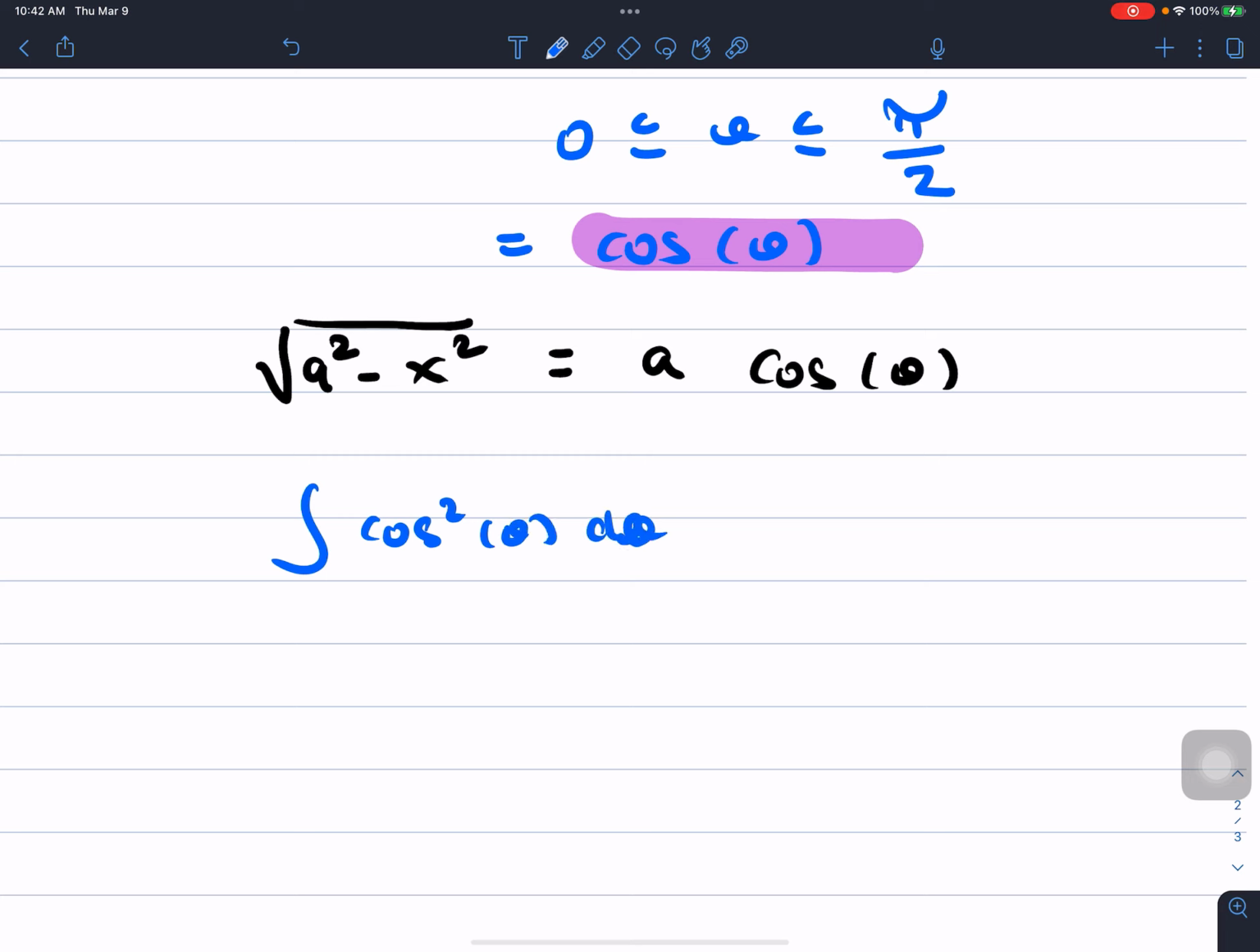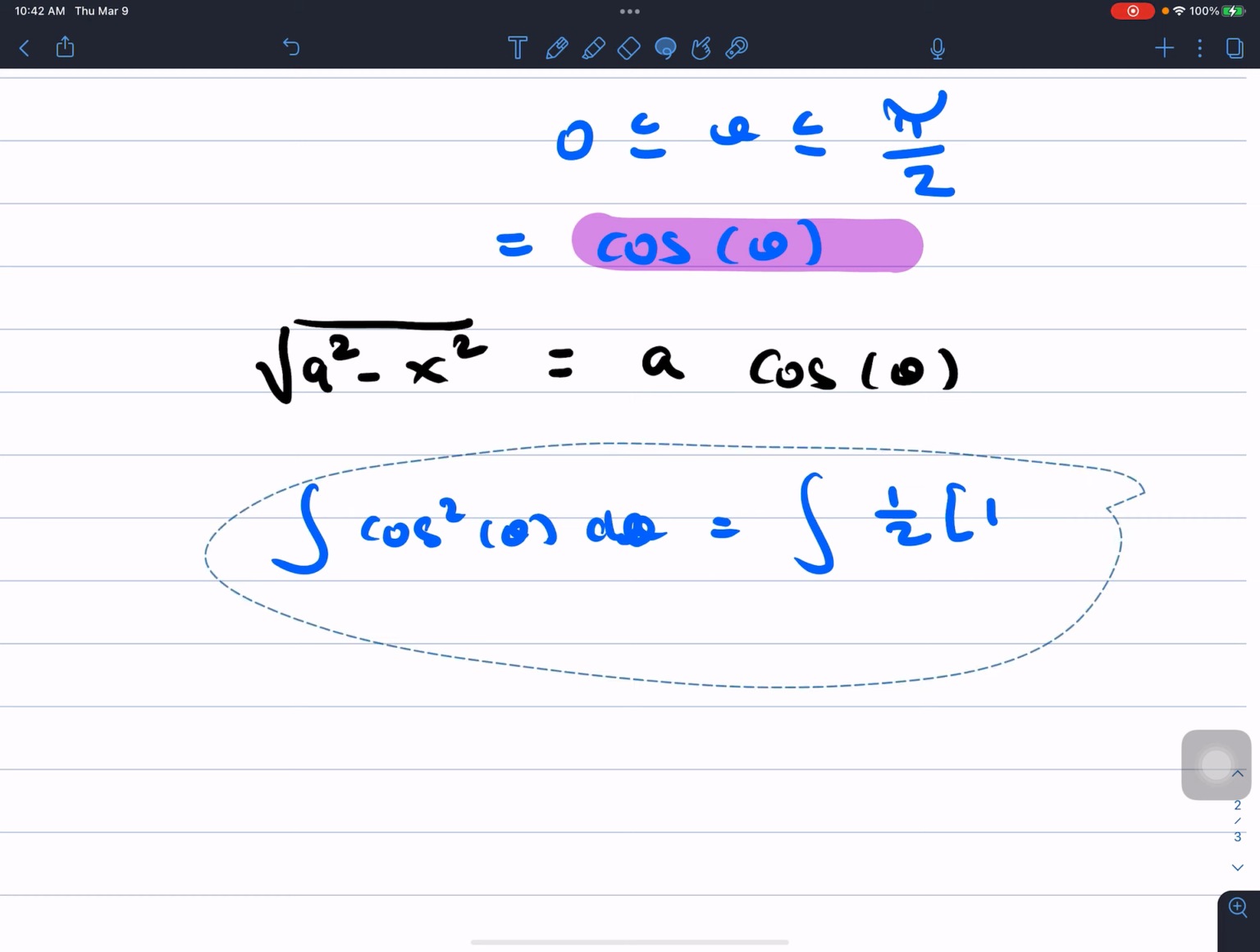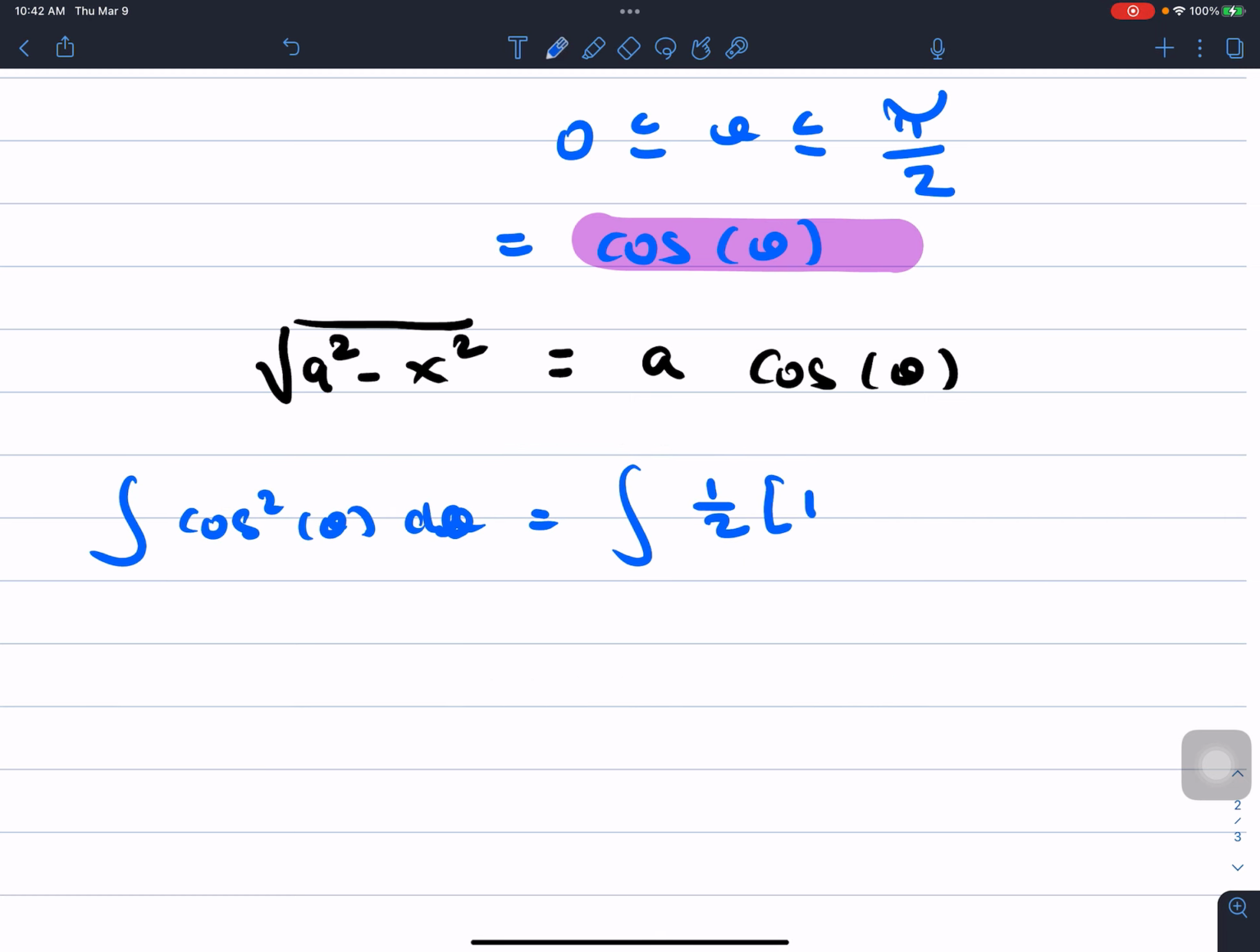What do you guys use again? What's the identity? One half, one... one half, one what? Plus or minus? Is it cosine double theta? On a test, am I going to give you that cheat sheet? Yes. What do you guys know about that cheat sheet? Is it plus or is it minus, ladies and gentlemen?